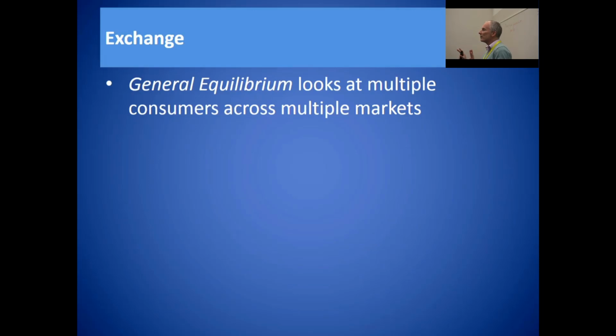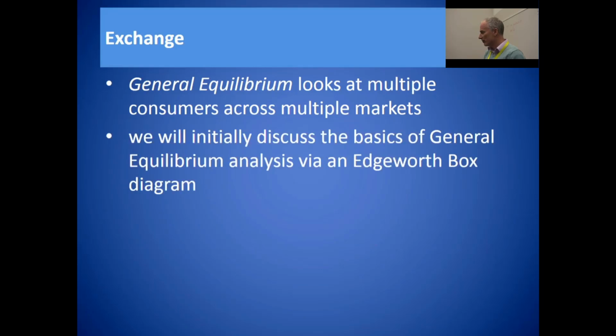Now, you'll all be familiar with the concept, if not the name, of partial equilibrium. Everything that you've probably done up until this point in economics has been partial equilibrium. Partial equilibrium looks at individual markets or individual consumers and how these markets would clear. General equilibrium, though, looks across multiple consumers and multiple markets and looks at how the interactions between these markets lead to markets clearing.